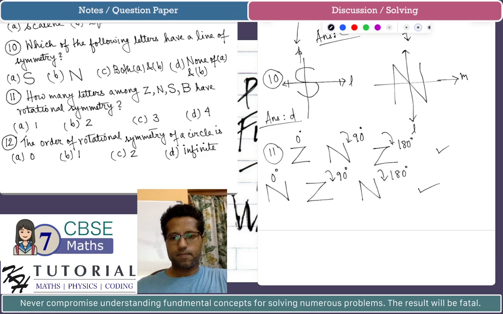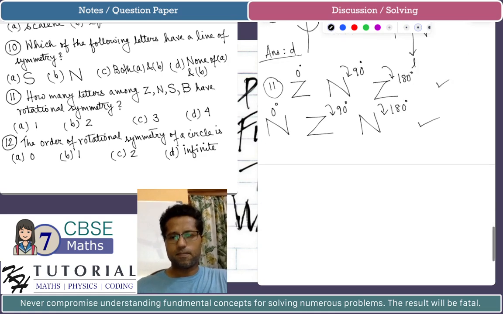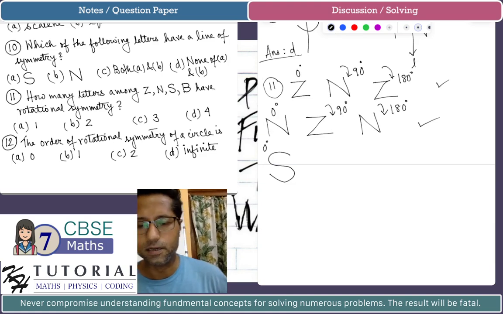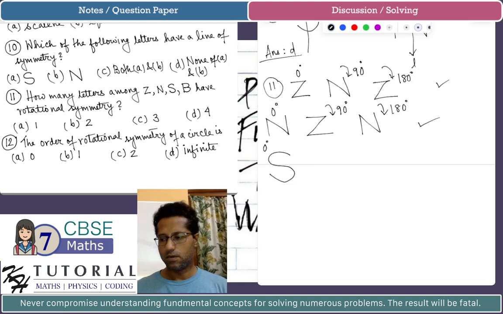Now S, let's see about S. So this is the letter S. Let's say this is the letter S at a 0-degree angle. What will S look like if I rotate the letter S 90 degrees clockwise? It will look something like this. This is the letter S after a 90-degree clockwise rotation.